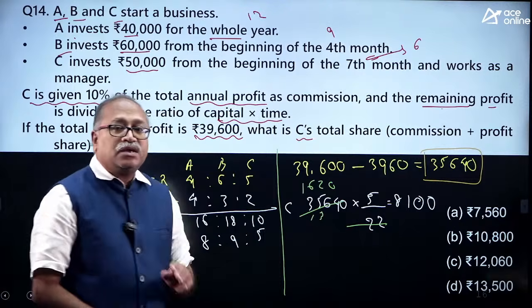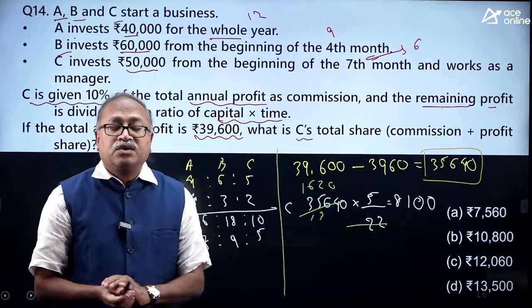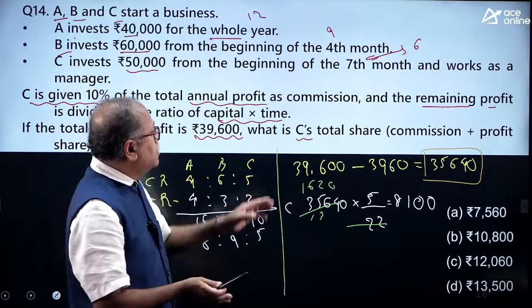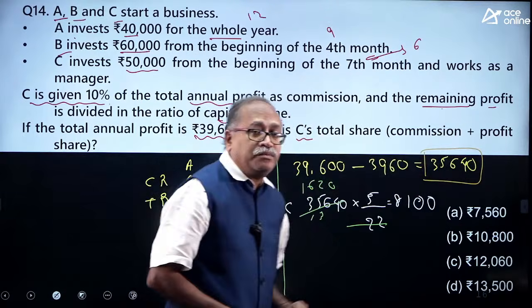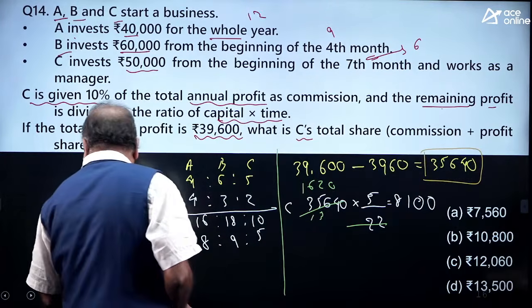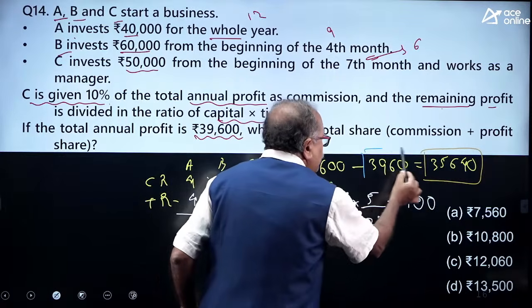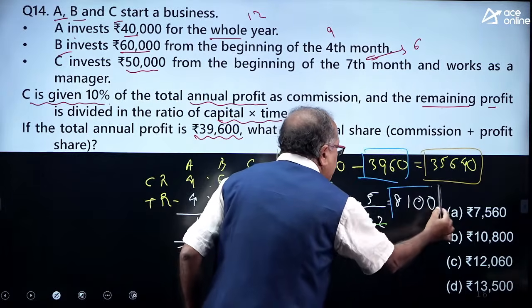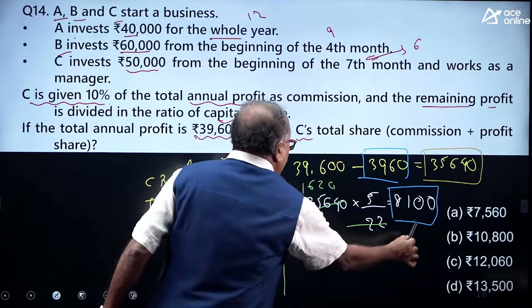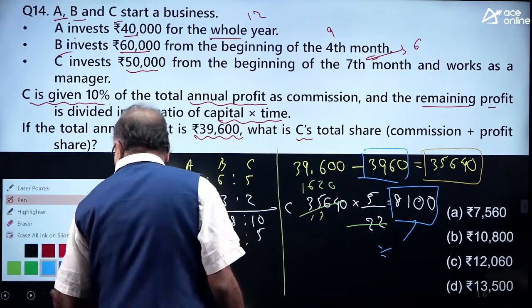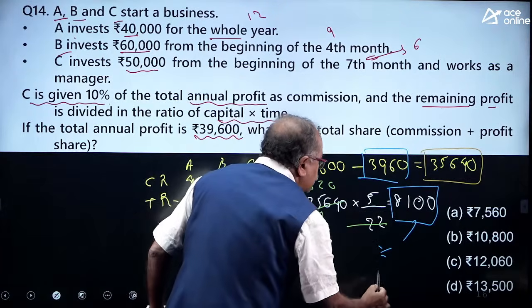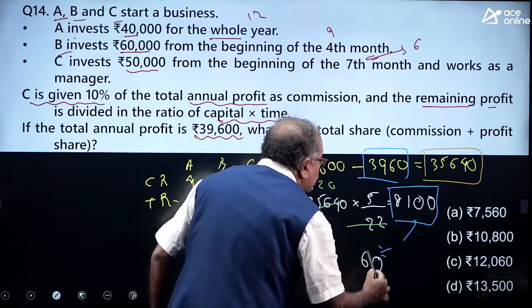This is the share from profit. So, what is C's total profit including commission? This is what the commission is. C's commission is here, look at this one, and C's profit is there. When I add up these two, how much will I be getting?